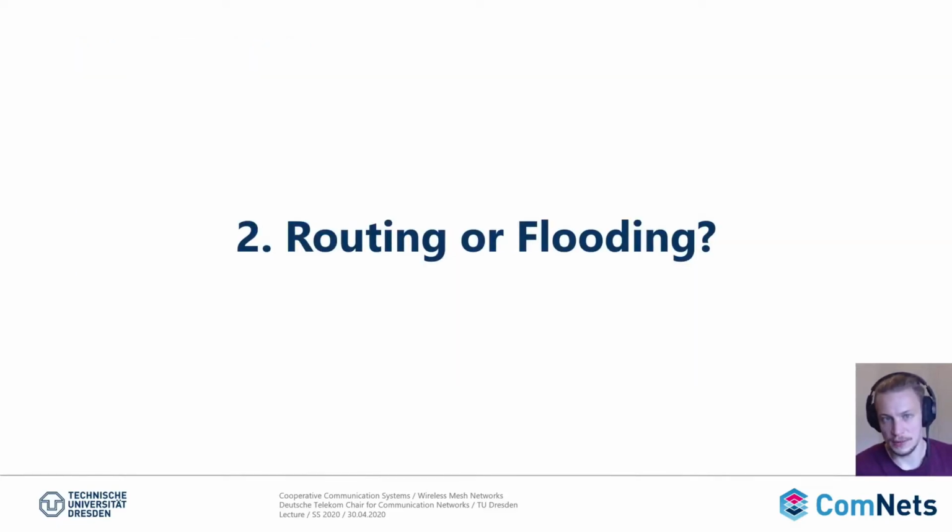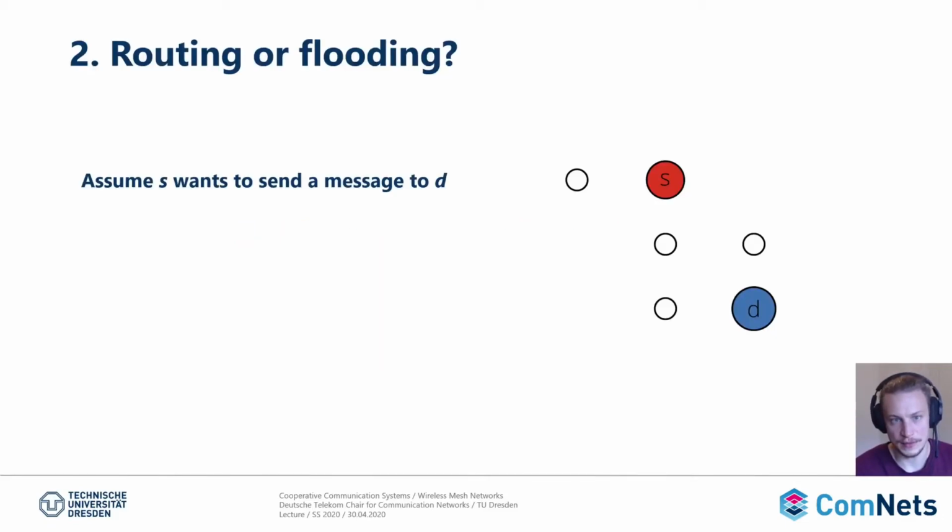So now let's talk about those two very different types of conveying a message in a wireless mesh network, which are routing and flooding. In the first video I only talked about routing, not to make the situation too complex. So let's start where we ended last time. We have S that wants to send a message to D again, so source and destination.